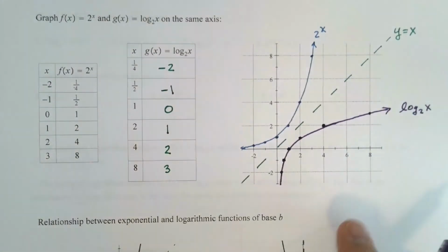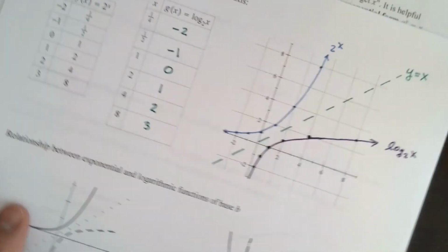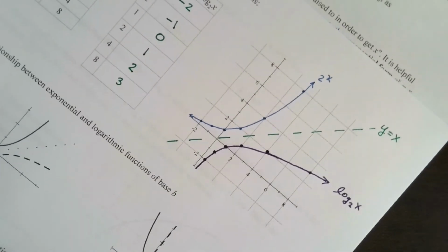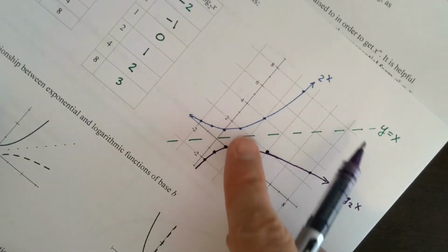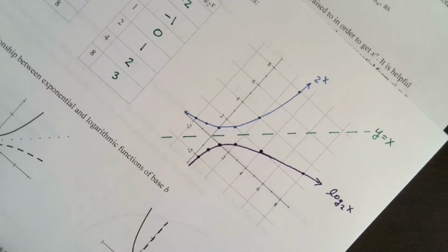Now, do these two functions look like reflections about y equals x to you? Rotate that around. Does that look like they're reflections? Yeah. All we've done is swap the x and y coordinates going from one graph to the other. That's what it means to be a reflection about the line y equals x.